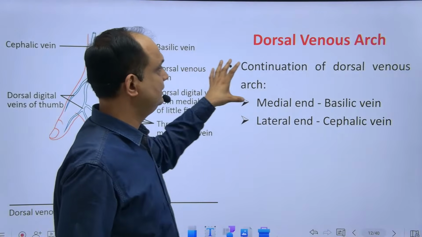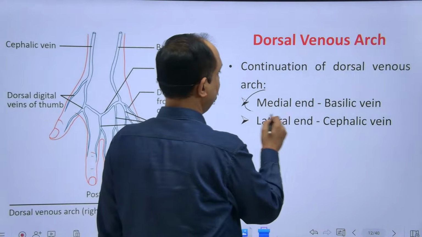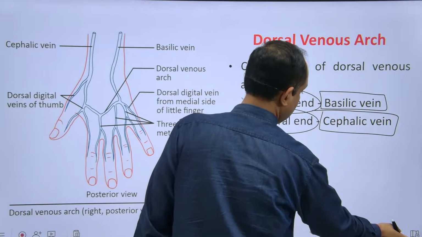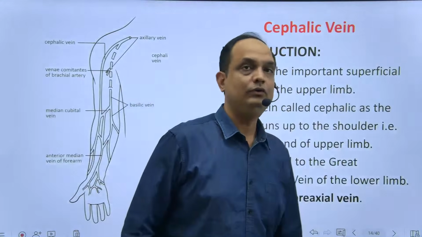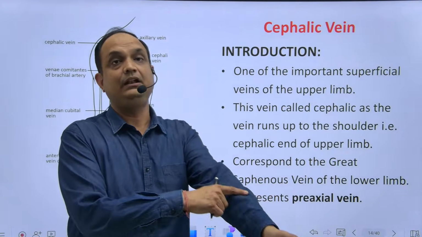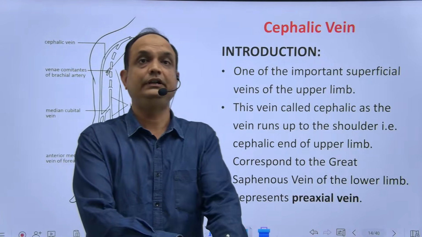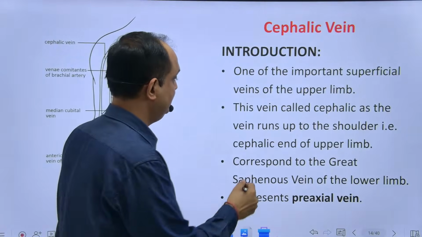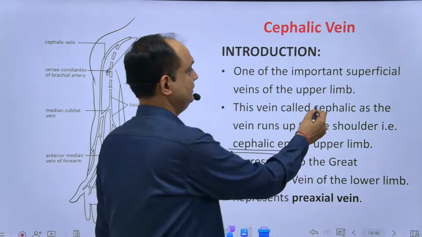Now the dorsal venous arch, at both ends, gives rise to the 2 veins of the upper limb. The medial end gives rise to your basilic vein, and the lateral end gives rise to your cephalic vein. We'll discuss these veins one by one. First we'll talk about the cephalic vein. The cephalic vein is present on the lateral border of your upper limb. It is known as cephalic because it is a long vein which goes to the cephalic end of your upper limb. That's why it is named cephalic.